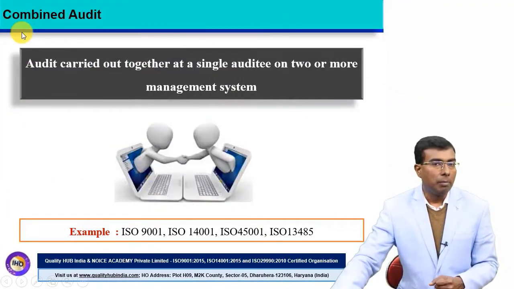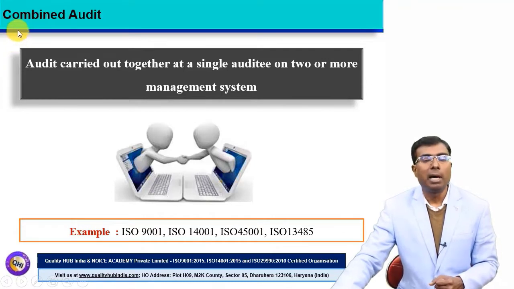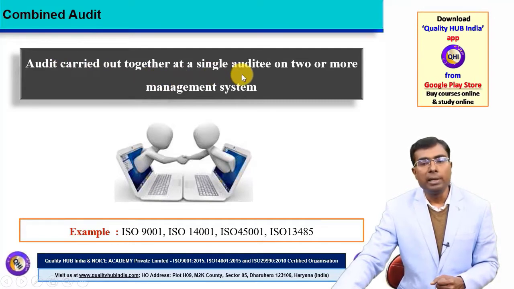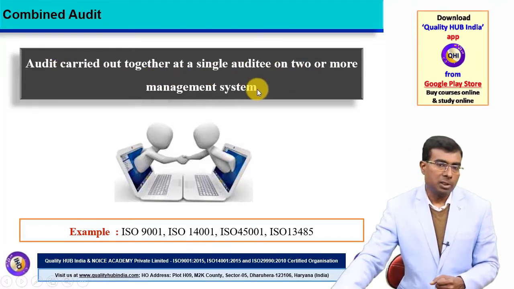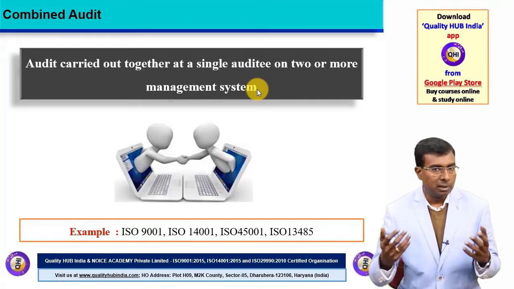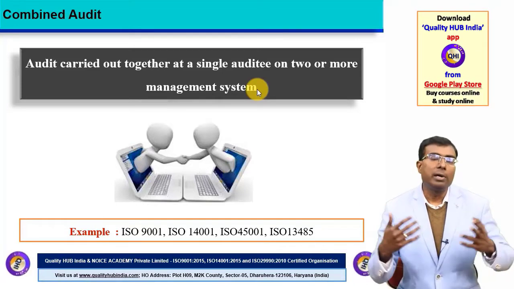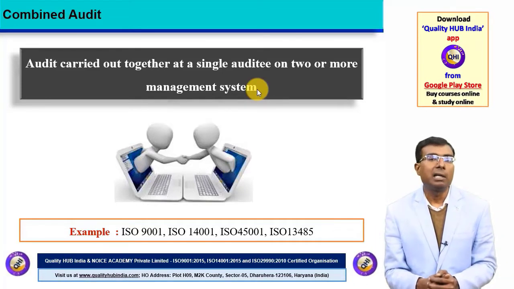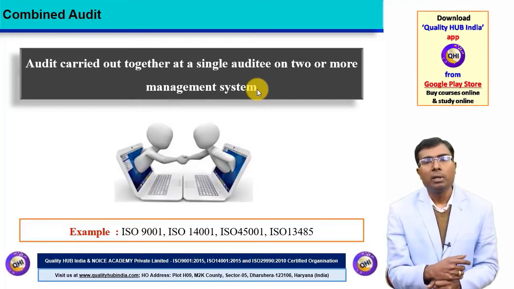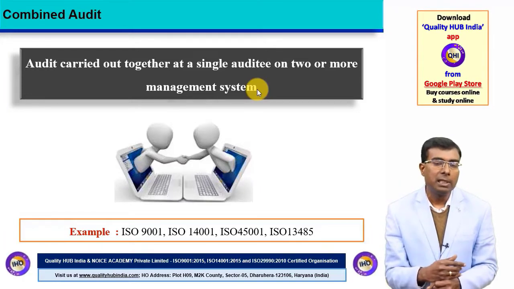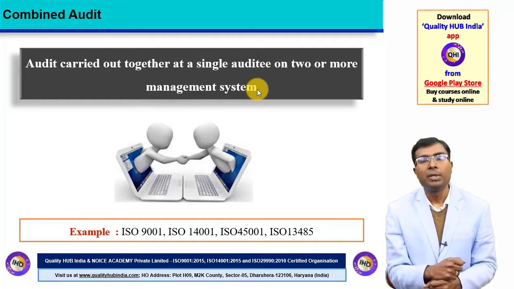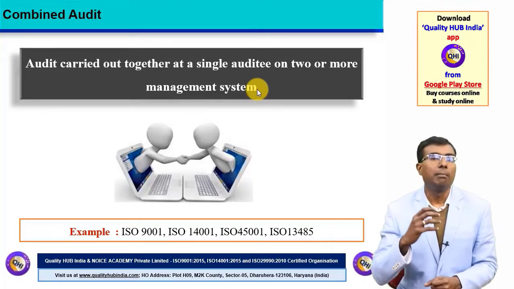And the next term is combined audit, as the name suggests. The definition would be an audit carried out together at a single auditee on two or more management systems. For example, there is a quality management system, an environmental management system and a health and safety management system, and there are two or three auditors. They have come together and they are conducting audits on two or multiple systems in one go. Maybe from the same agency, maybe from different agencies, or from within the organization, they are conducting audits on multiple management systems. When that is happening, we would call it a combined audit.